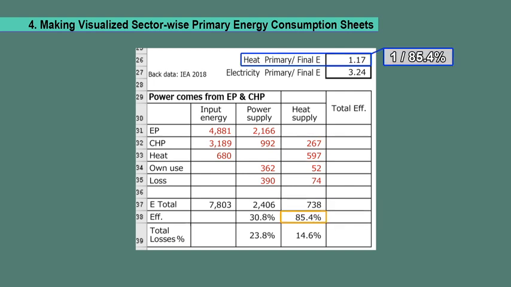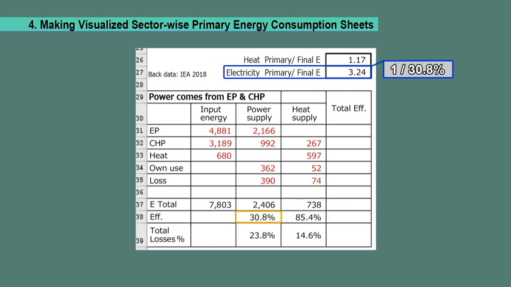In Serbia's case, efficiency of heat supply is 85.4%. If losses are included, only heat of 85.4 can be supplied from energy of 100. In other words, calculate 1 divided by 0.854.